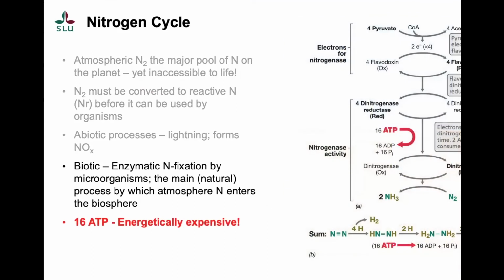And the thing about it is it's very expensive. It takes quite a lot of ATP to fix a molecule of nitrogen. So the organisms, this is not something that they're doing and having a nice time doing it. They're doing it because they really need the nitrogen. So it's very energetically expensive.